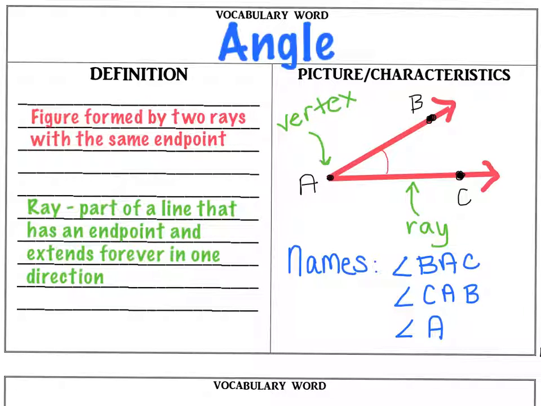Now you can also describe this angle by just the vertex. So if I want to call this angle A, I can.